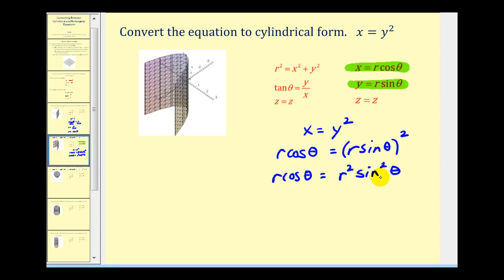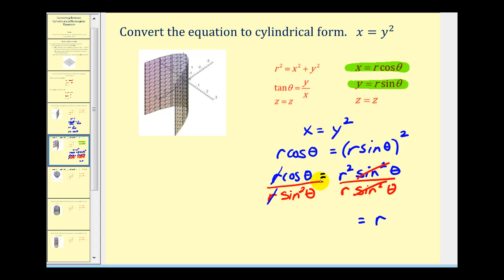So we'd have r cosine theta is equal to r squared sine squared theta. Now again, we typically want to solve these equations for r. So if we divide both sides of the equation by one factor of r and then sine squared theta, we'd have an r on the right side of the equation. So this simplifies, we're left with r on the right side. Here the r's simplify out, and we're left with cosine theta over sine squared theta.